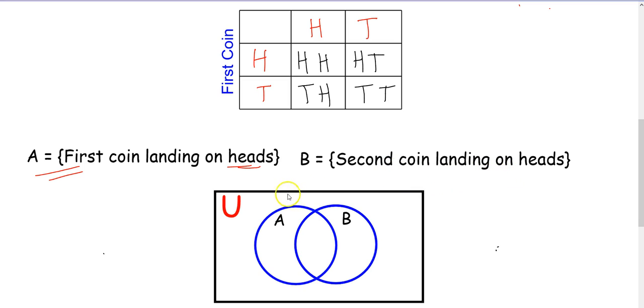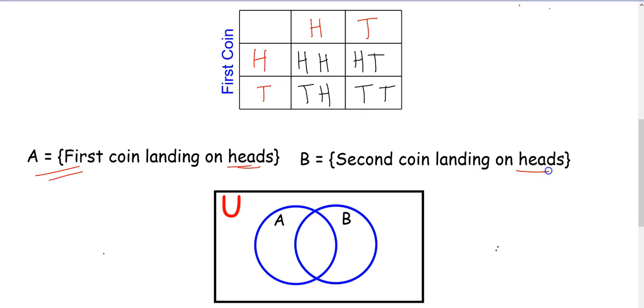Okay, so we have to be careful as we transfer this info from the table into the Venn diagram. Now this first outcome H and H you have, that is the first coin is landing on the heads, second coin is also landing on heads.